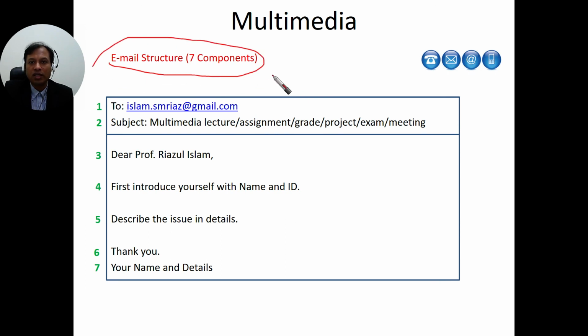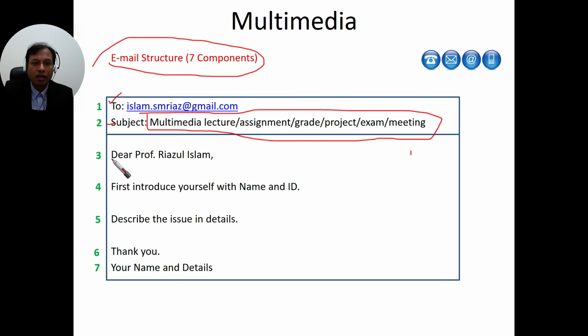The email has six to seven components. Mostly these are the To field and the Subject field. You always mention the subject very specifically. For example, multimedia lectures. Perhaps you are talking about an assignment, grade, project, exam, or meeting. You need to specify those things.